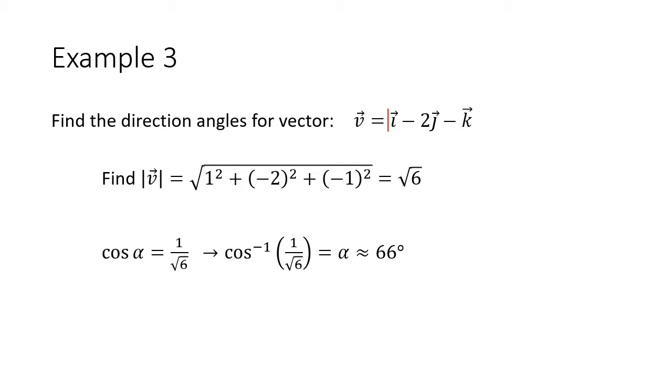So cosine of alpha is 1 over square root 6. Again, we're going to use the inverse cosine or the arc cosine. And so the inverse cosine of 1 over root 6 is going to be approximately 66 degrees.